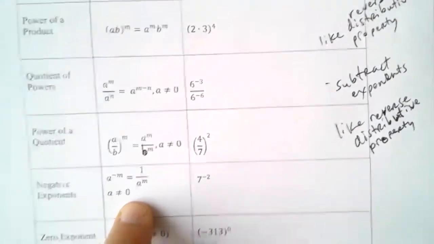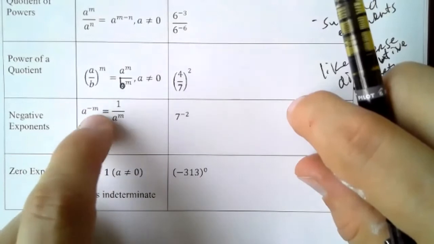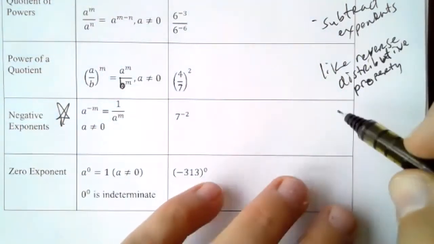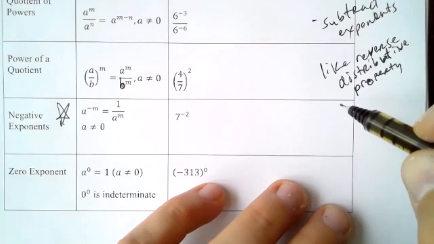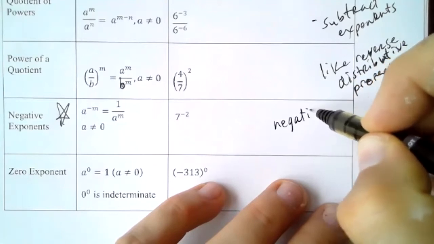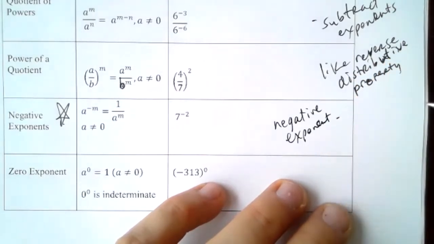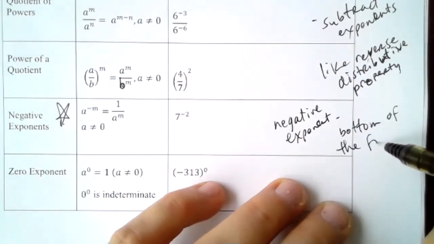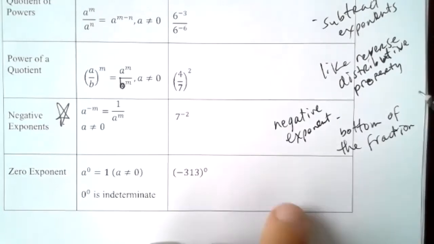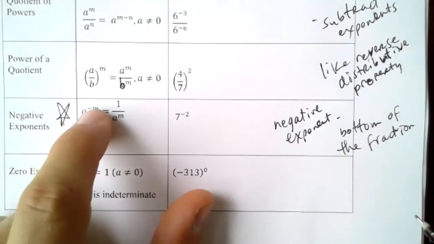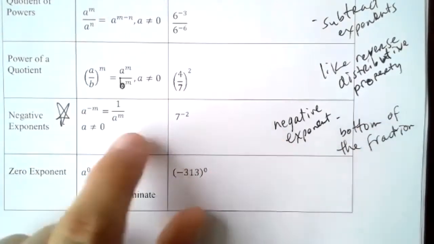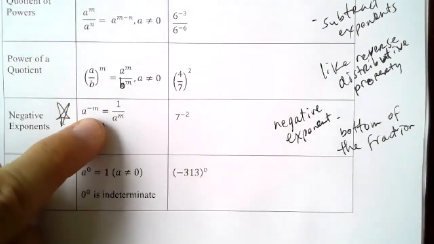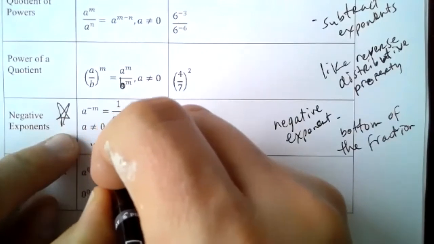Let's go to negative exponents. We've got a to the negative m. This is the one I really want you to understand right here. I'm going to put a star by this one. Boy, this one's important. If you see a negative exponent, think bottom of the fraction. When you see a to the negative m, that means you're going to put a to the m on the bottom of a fraction. What's going to go on top? A 1. In other words, think of it like a reciprocal.